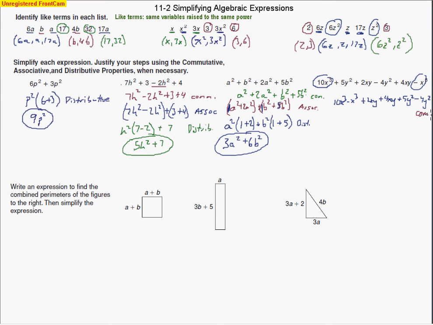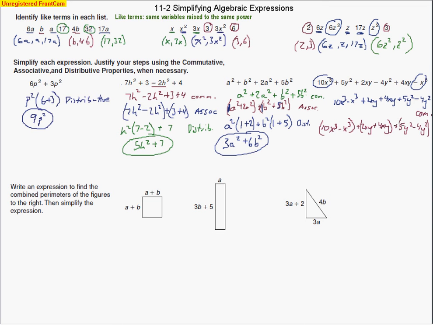Commutative property is what I use there. And now I'm going to go ahead and group the terms. So I've got the 10x to the third minus the x to the third. I'm grouping those together. And then I'm going to group the 2xy and the 4xy. So I group those together. And the last ones, the 5y squared and the 4y squared. And I'll group those together.